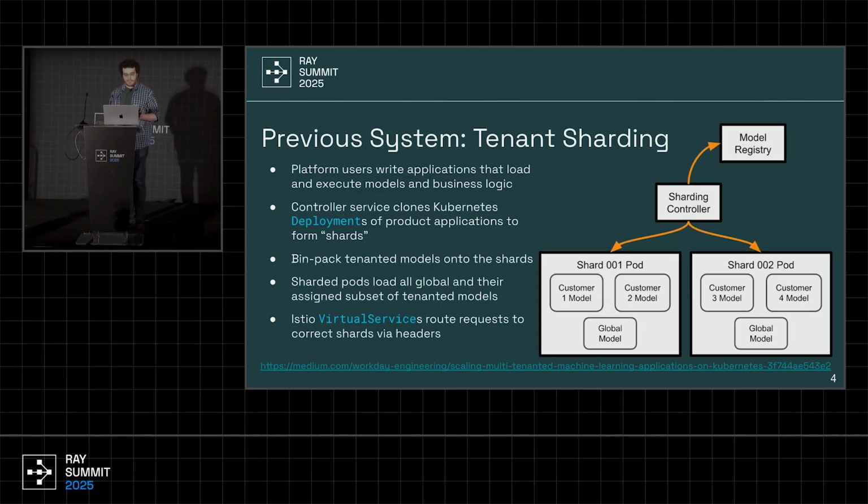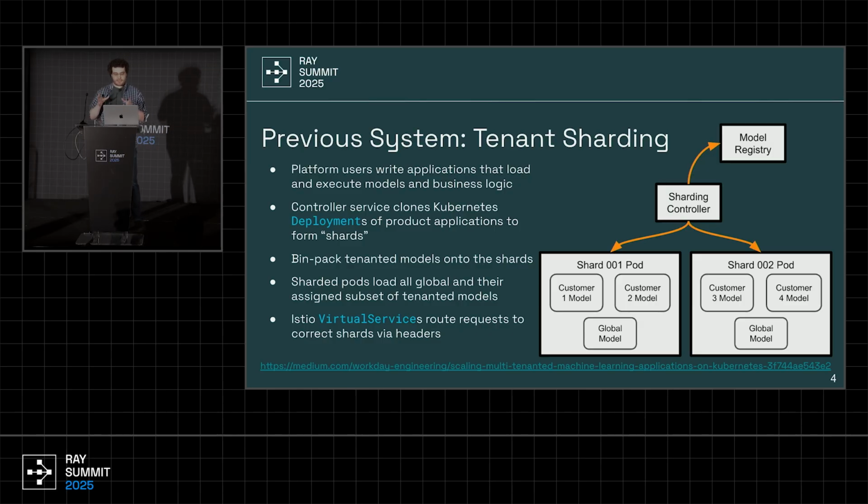So for a long time, we used a system called tenant sharding to solve this problem. And the way that tenant sharding worked is that users of our platform would write applications, like Python applications, that load and execute models and the business logic of their application simultaneously. Then we have this system called the tenant sharding controller. And its job is that it actually clones the Kubernetes deployments that those services create as part of their Helm charts. And those clones we call shards. And the idea is that the tenant sharding controller configures each shard to load a bin-packed subset of all the tenanted models onto that application.